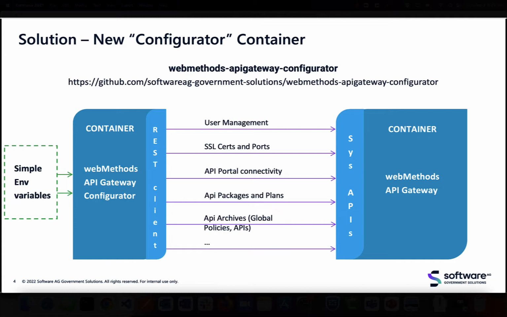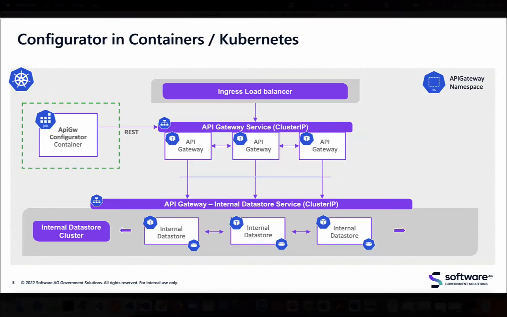First, it shields users from knowing Ansible at all. All you need is to provide simple environment variables to the container, and the container will just do the work. And secondly, it works well in Docker or Kubernetes, of course, because it's a container itself. All you simply need to do is deploy the configurator alongside the API Gateway, and it will start configuring as soon as the API Gateway service is available.